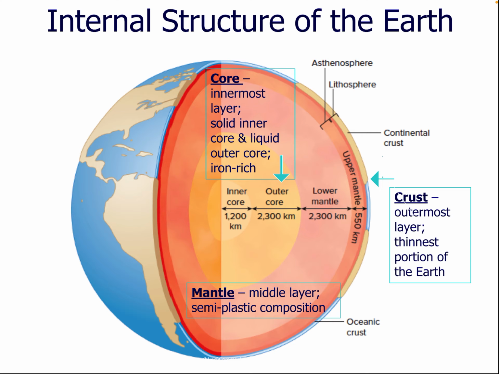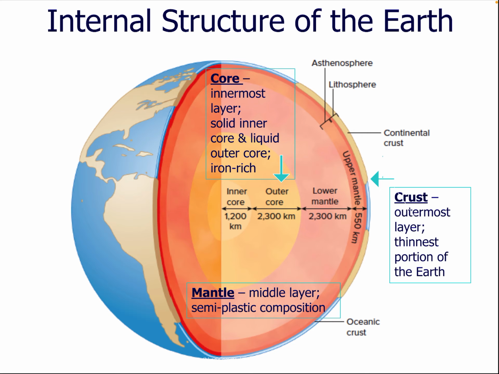Now, what is it? Is it solid or liquid? That's a great question, too, because the mantle is so hot. They're all hot, but it's really hot, and so it's like a solid, but it moves slowly like a liquid. So it's what we call in science a semi-plastic composition. And then, of course, on the outer part of the Earth is the crust where we all live, and this is the thinnest portion of the Earth, like the peel on an apple.